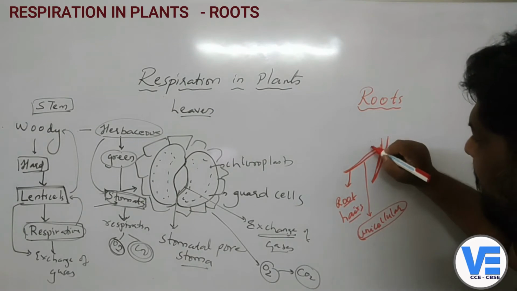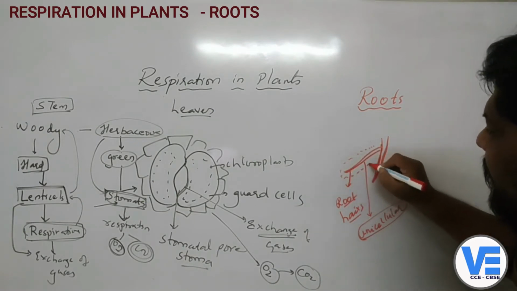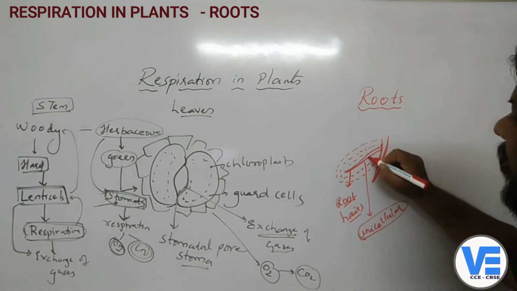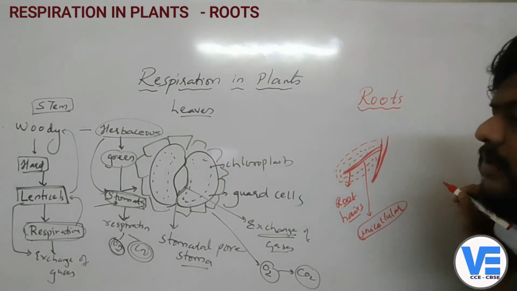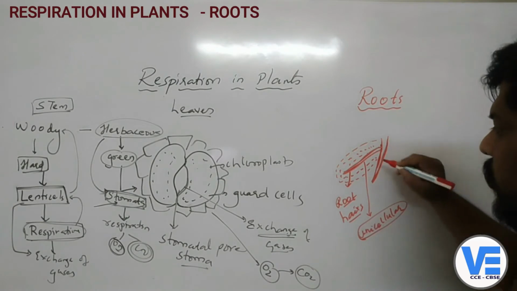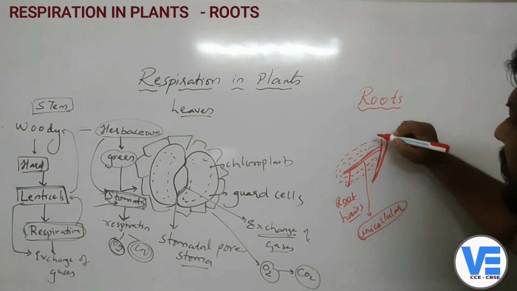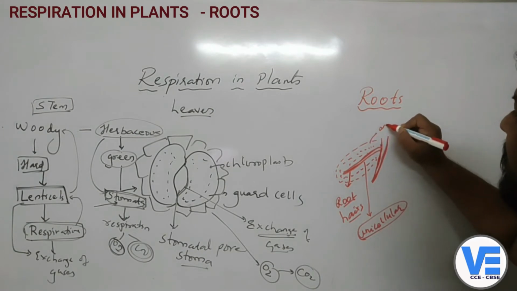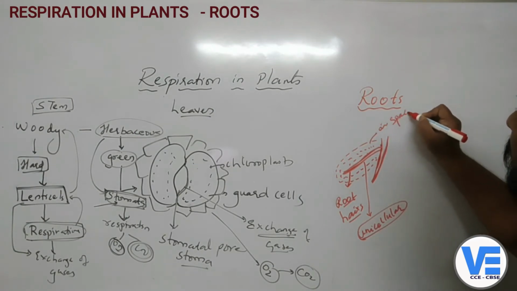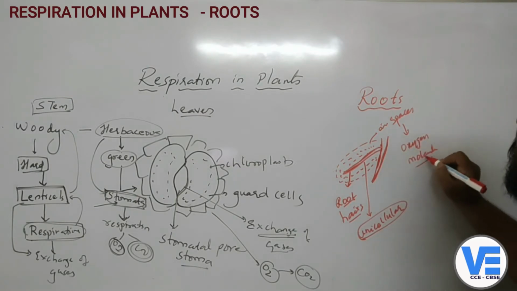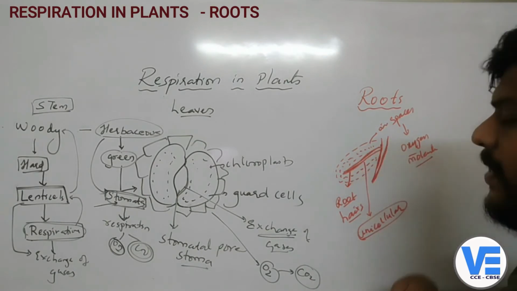Now basically, when they are in the soil, the soil will be around the root hairs. So around the root hairs there will be soil, right? And this soil will have air spaces, and the air spaces will contain the oxygen molecules. The oxygen gas is present in between the spaces.